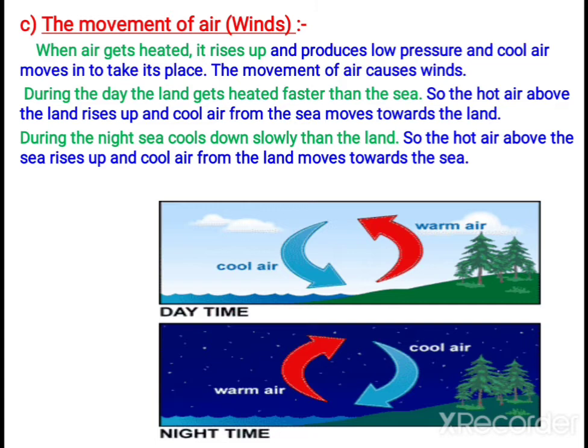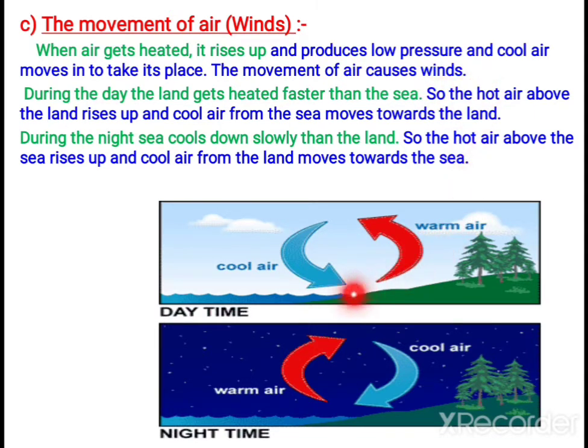The movement of air causes winds. When the air gets heated, it rises up. It is a feature of air: when it gets heated, it rises up, and wherever it rises up, it produces low pressure. And in that place the cool air moves in. It results in the movement of air and it causes winds.